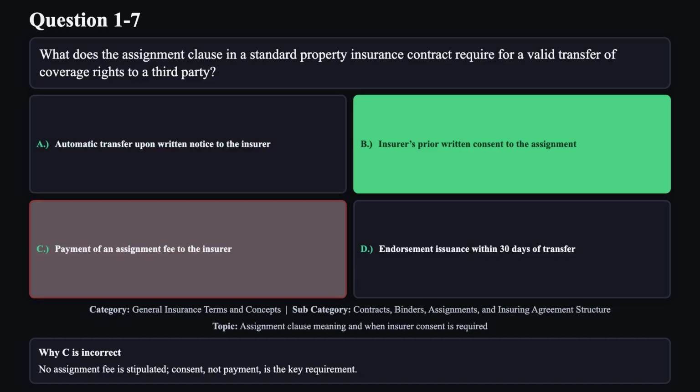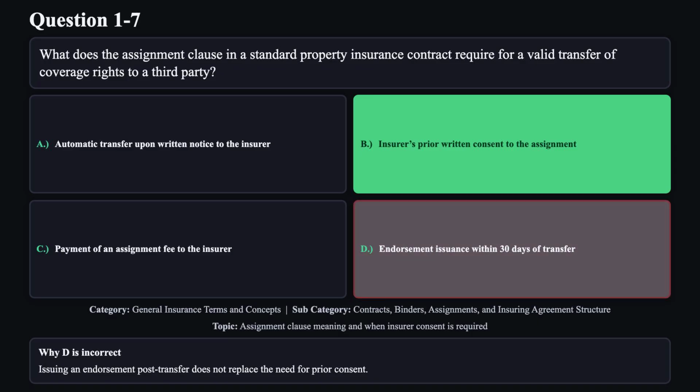Reason C is not correct. No assignment fee is stipulated. Consent, not payment, is the key requirement. Reason D is not correct. Issuing an endorsement post-transfer does not replace the need for prior consent.